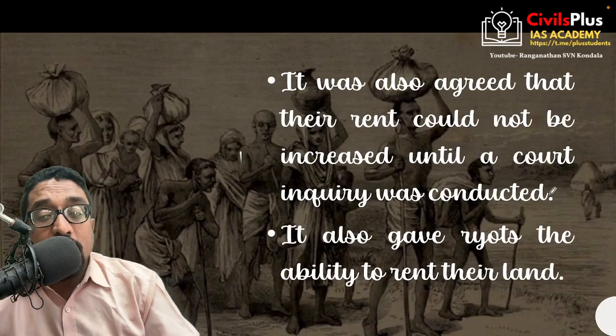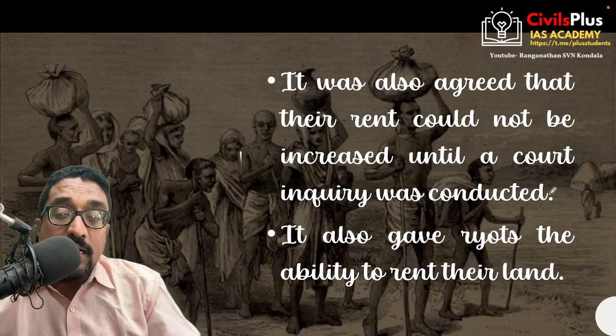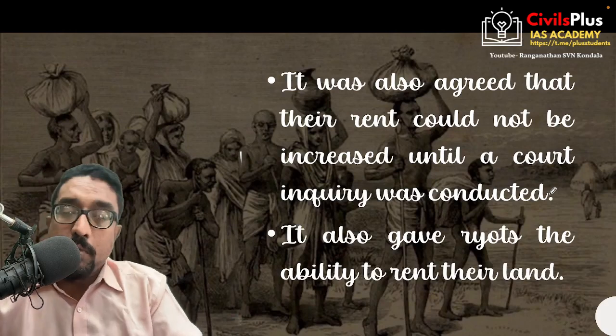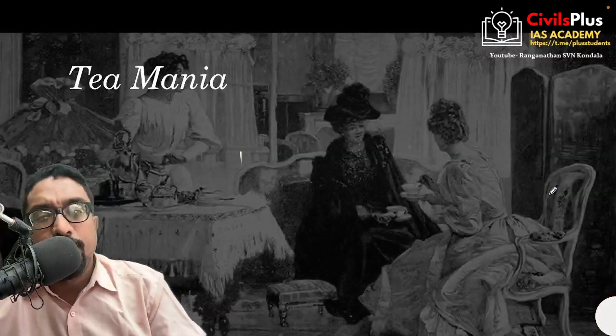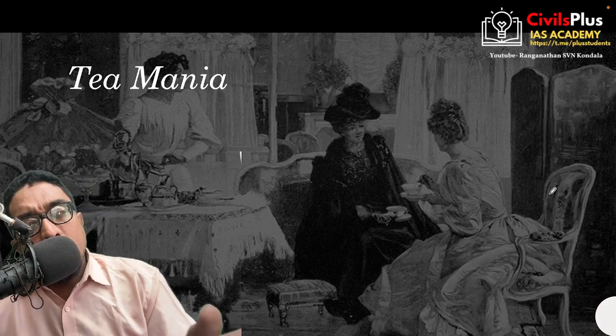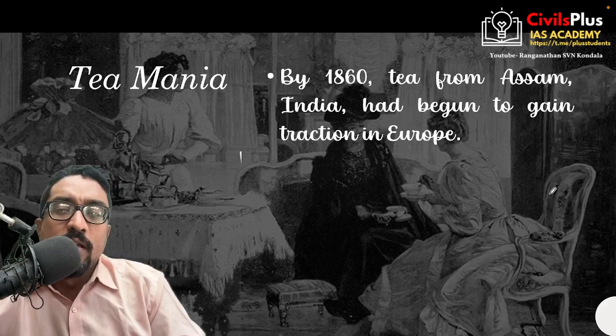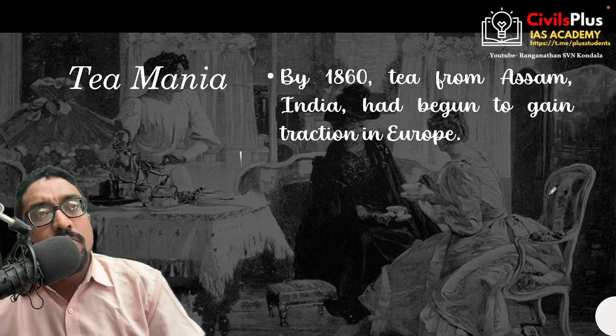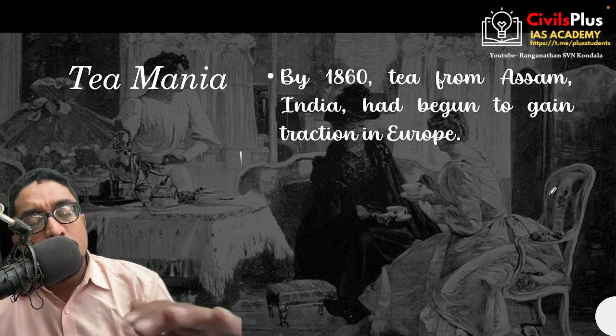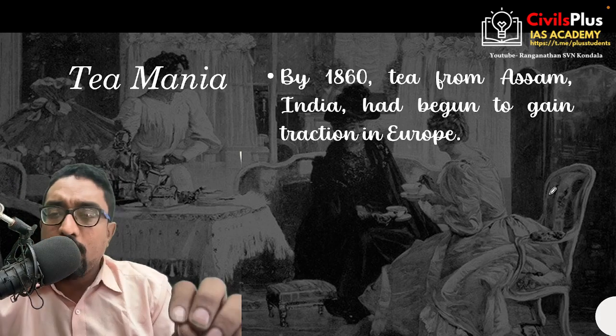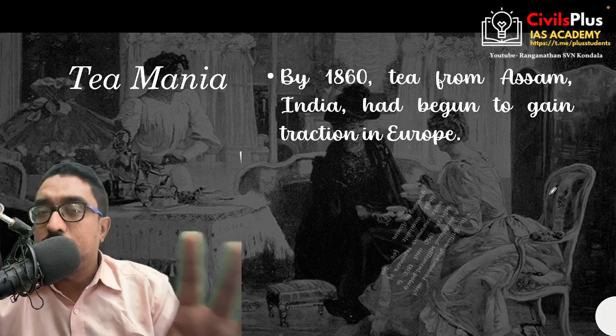It also gave ryots the ability to rent their lands further. I mean, the subleasing of land system was also introduced here. Last but not the least reform of Canning was the tea mania. During the 1860s, tea from Assam had started to reach Britain and gained traction in Europe, Assam tea.